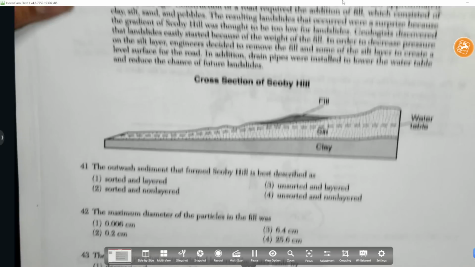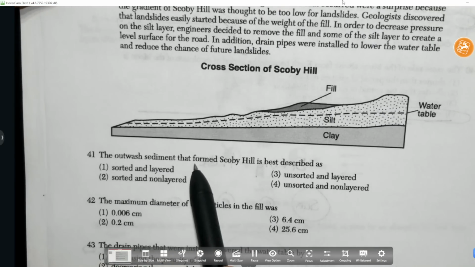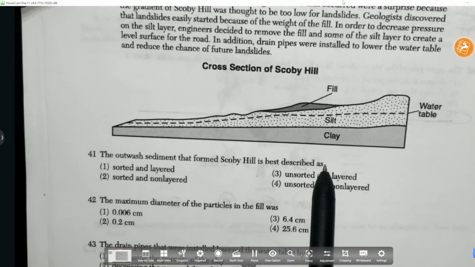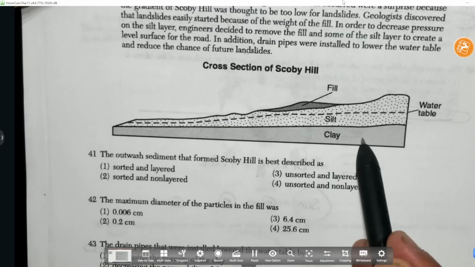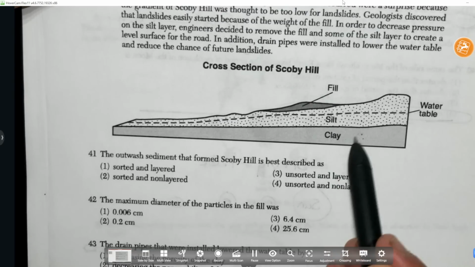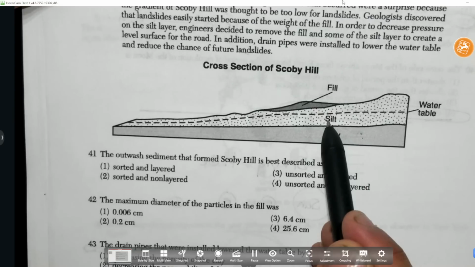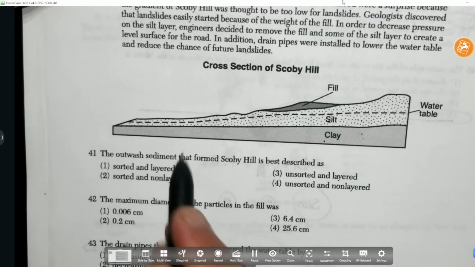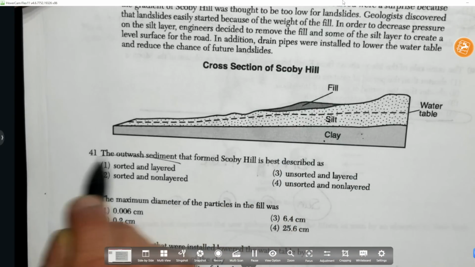Question 41. The outwash sediment that formed Scobie Hill is best described as what? These layers are sorted because they've got clay on the bottom and silt on top. They are also layered because I see separate layers. The answer is 1.